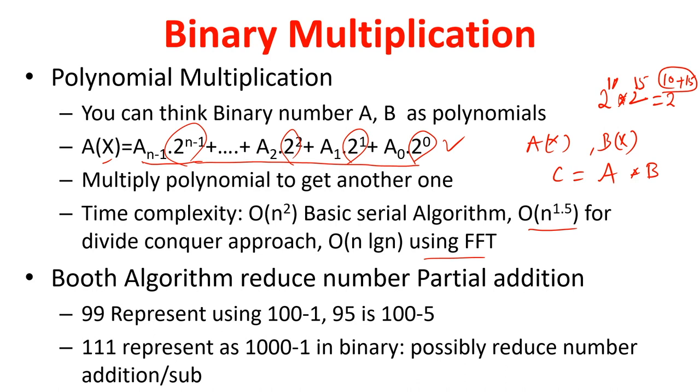The best example: let's represent 99 as 100 minus 1. Suppose you want to compute 99 into 12, then the best way is actually (100 minus 1) into 12. This makes the problem easier. This will be actually 1200 minus 12.